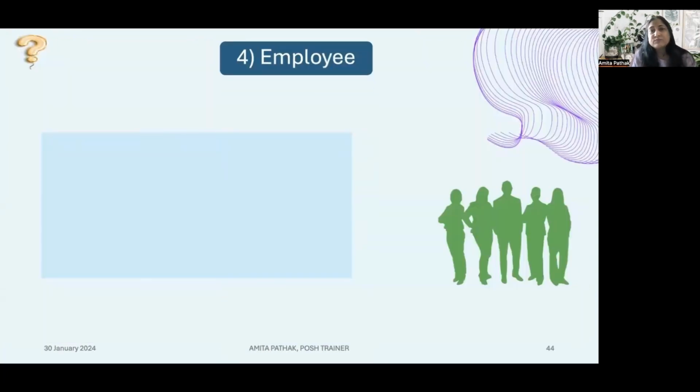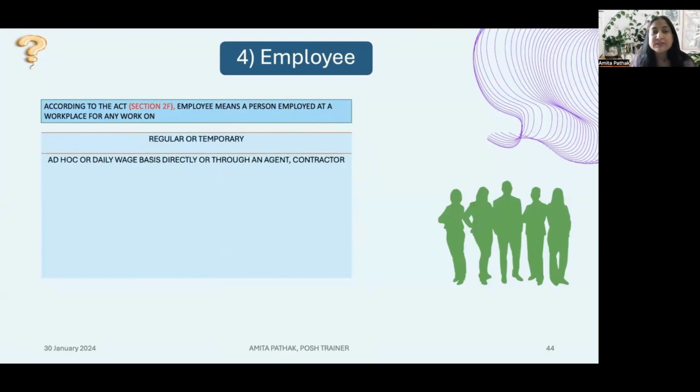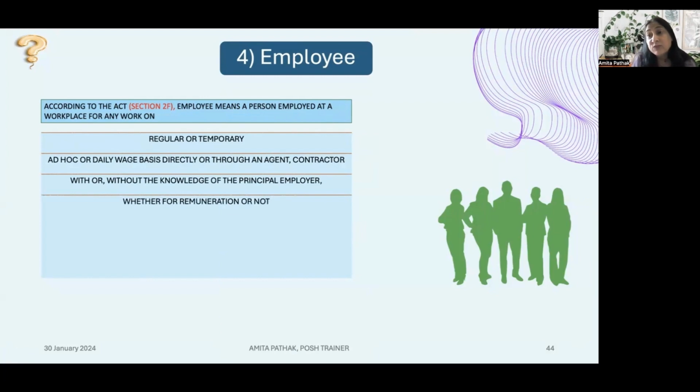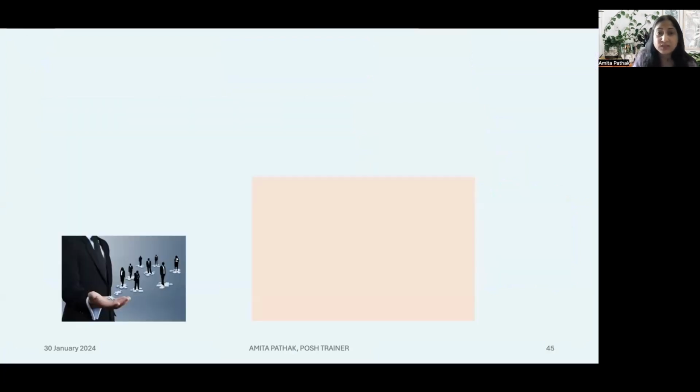The next key provision is employee. Who is an employee? Employee means a person who is employed at a workplace for any work on a regular or temporary basis, ad hoc or daily wages, through a contractor or agent, with or without the knowledge of the principal employer, whether for remuneration or not, on a voluntary basis, contract basis, as a probationer, trainee, apprentice or intern. So this is the employee.